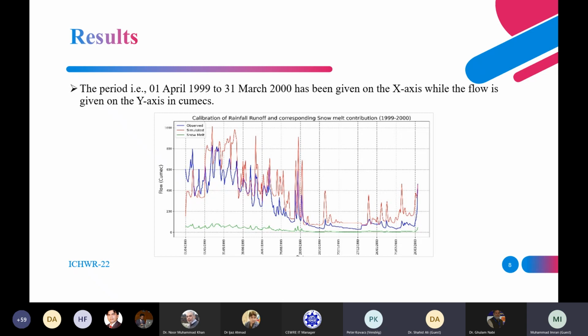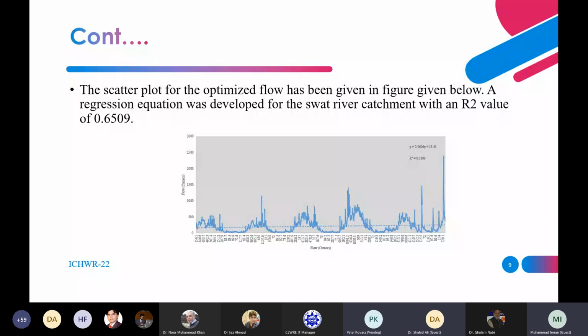Next is the scatter plot for the optimized flow, given in the figure. Regression equation was developed for the Swat River catchment with an R2 value. R2 value is 0.6509. This one is the correction factor.